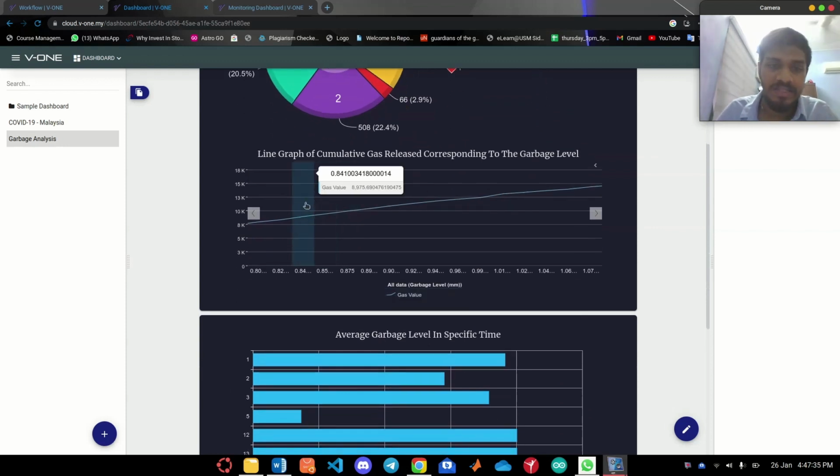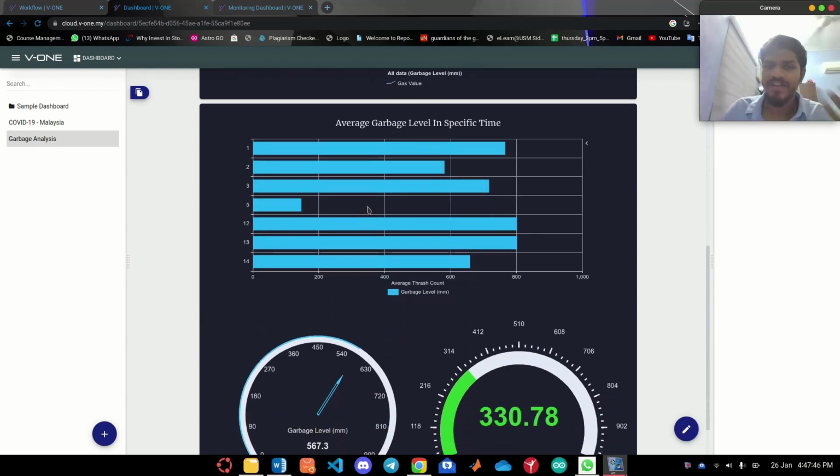The second one is a line graph that shows the cumulative gas released relative to the garbage level. The higher the garbage level, the more gas has been released. The third one is the average garbage level in a specific time, also in 24-hour format. At 1 o'clock there is above 600, almost 800 millimeters of trash found in the garbage bin.